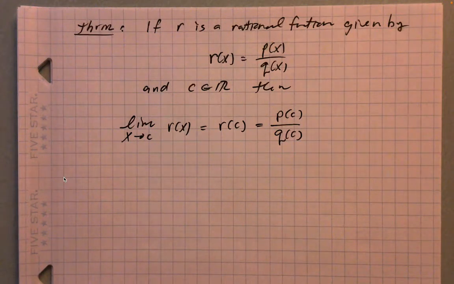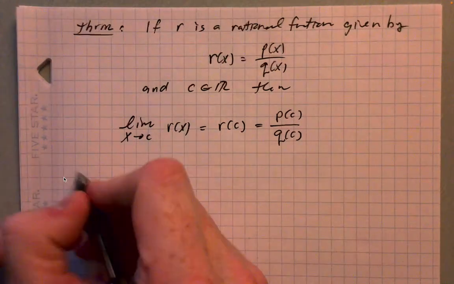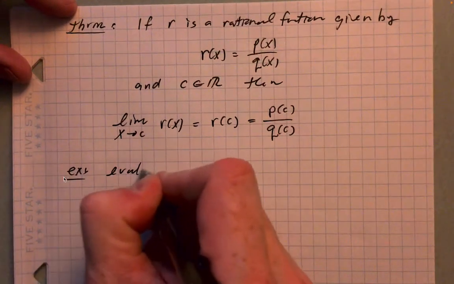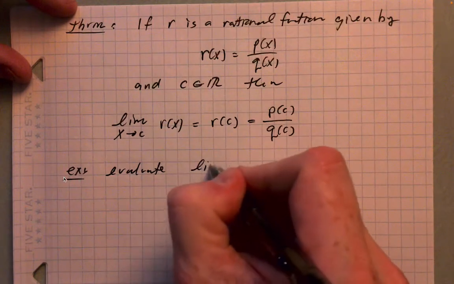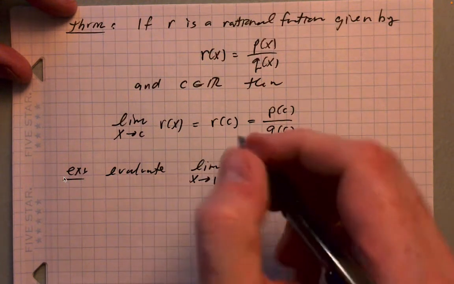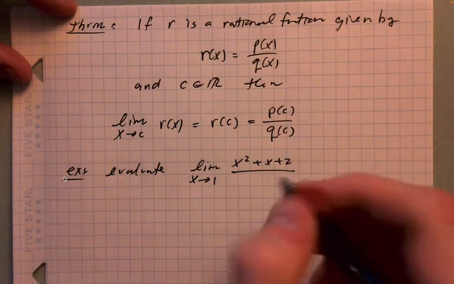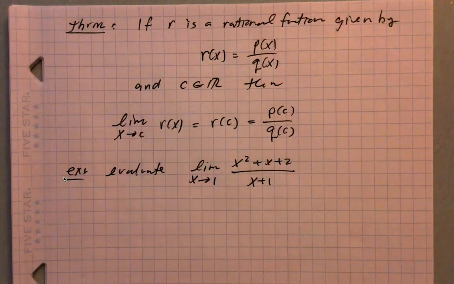So rational functions, because they're built on ratios of polynomials, then nicely, conveniently, we can say that for rational functions, the limit is always equal to the function evaluated at the limit point. Let's see an example. Let's evaluate the limit as x goes to 1 of the following, x squared plus x plus 2 over x plus 1. All right, so a nice rational function here.